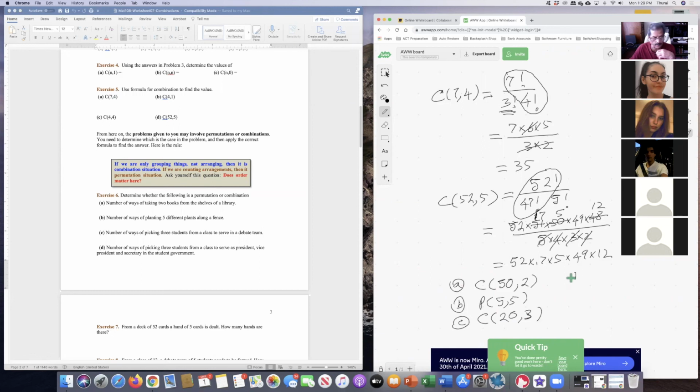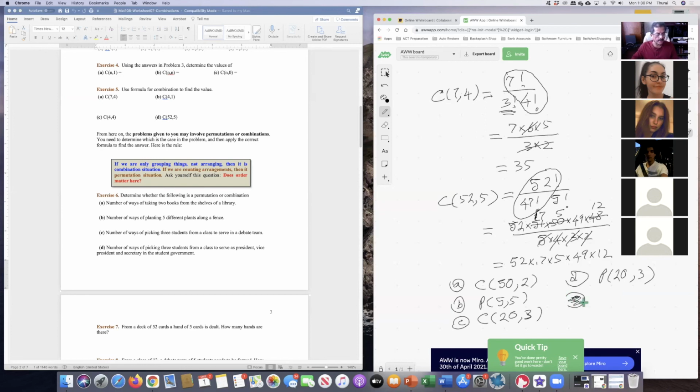Part D is number of ways of picking 3 students from a class to serve as president, vice president, and secretary in the student government. Permutation. That's now the permutation, because you are placing them in those offices. That means the order matters. Who is the president, who is the vice president matters. So now the order matters. So therefore, now it is class size, comma, 3, but permutation. Yeah, that's all the part D is.